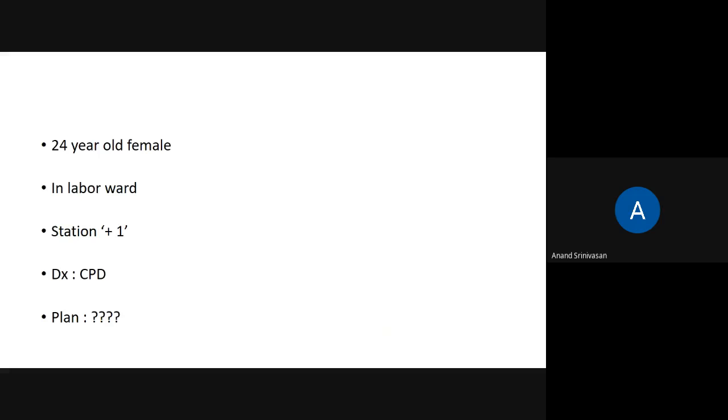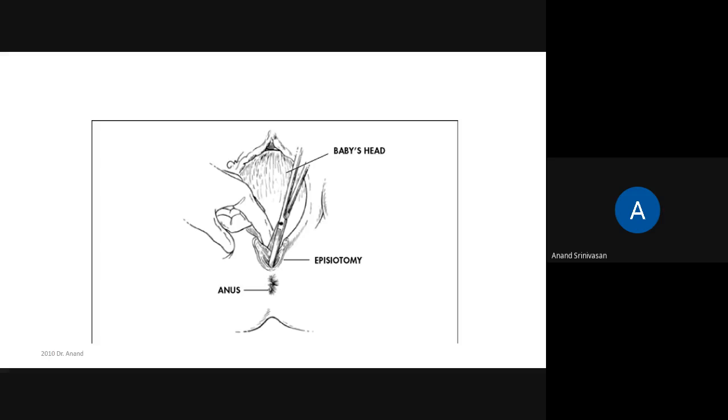Okay, all right, so this is another one. Here it's a female who is in the labor ward. She's going to deliver a baby. The baby is in station +1. The diagnosis is CPD. What is CPD? Cephalopelvic disproportion. I will tell you what it is.